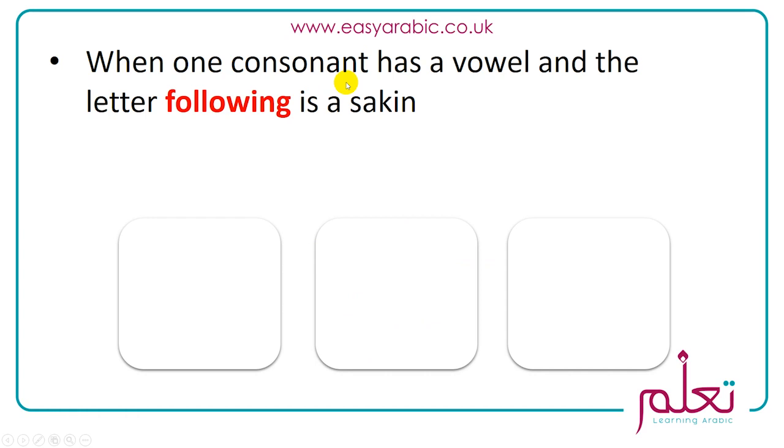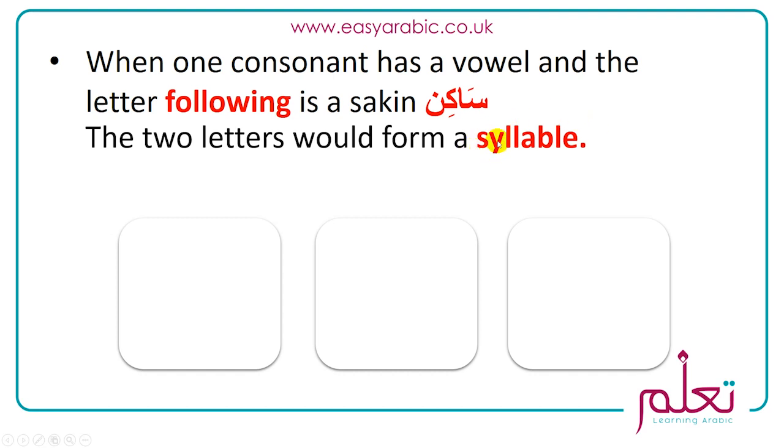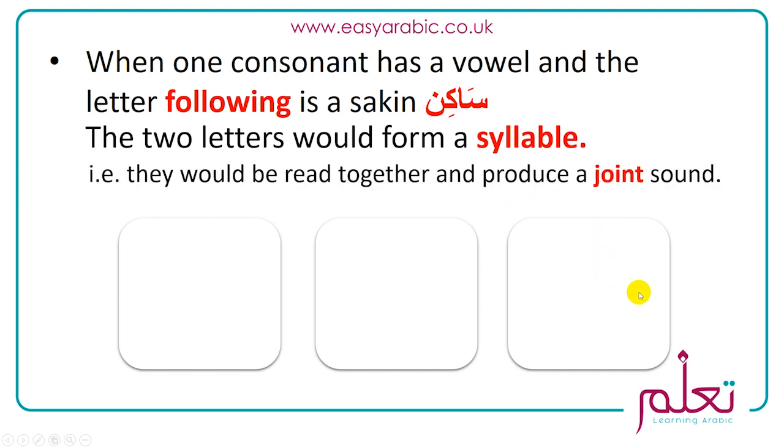When one consonant has a vowel and the following letter is a sakin, the two letters form a syllable. What do I mean by that? They create the sound. When they're read together, they produce a joint sound. If we look at this example, the kaf and the meem with the sukun will be read as kem in one go.